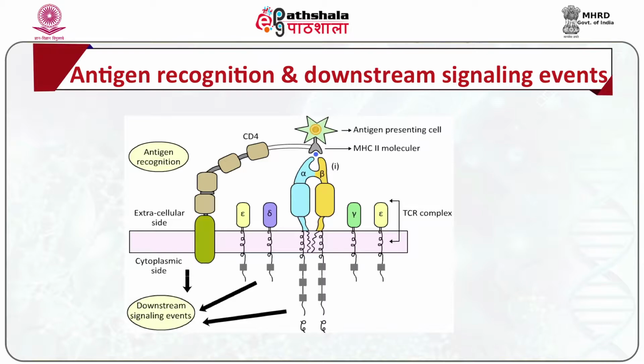After antigen recognition, T cell recognize processed specific antigen presented by MHC molecule on the surface of antigen presenting cell via alpha beta chain of TCR complex. This binding event also involved CD4 or CD8 co-receptors on T cell as they bind to the invariant regions of the MHC molecule.